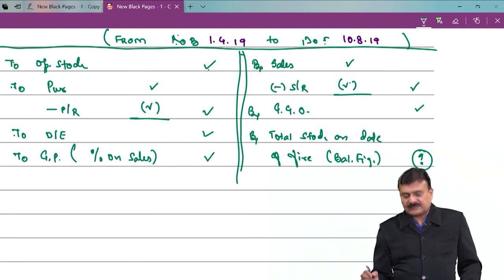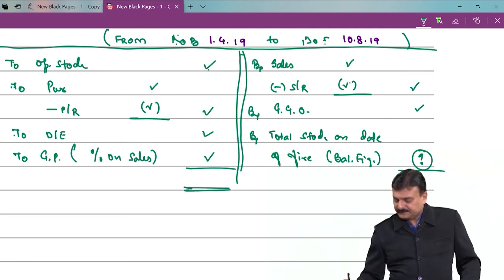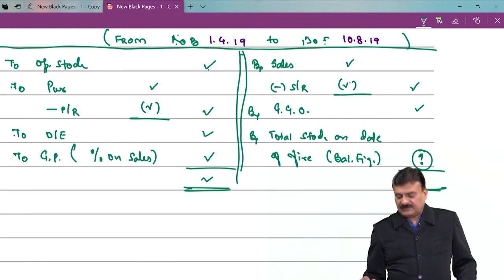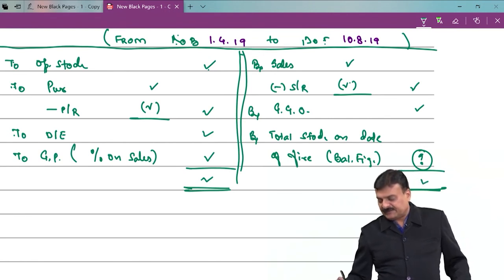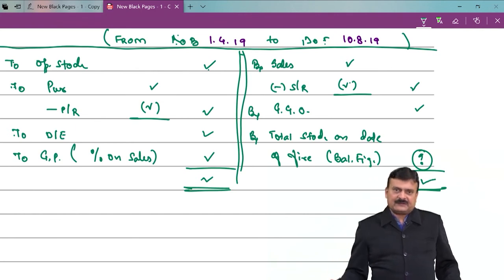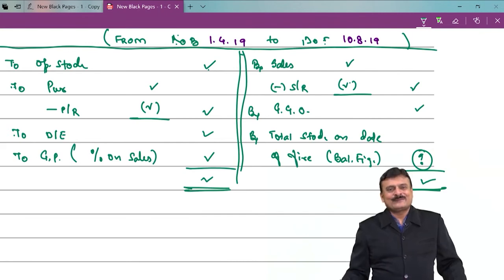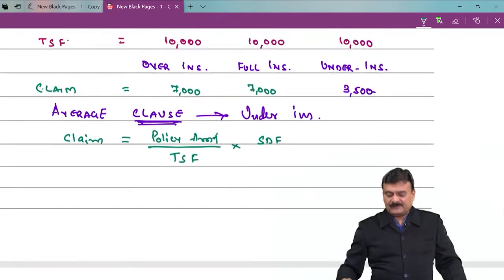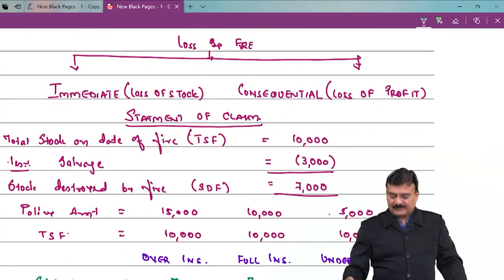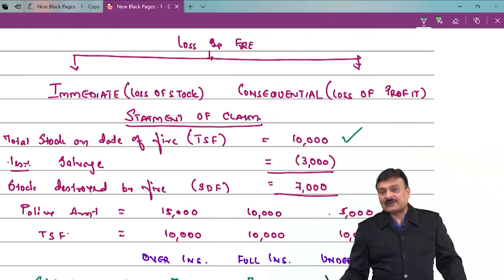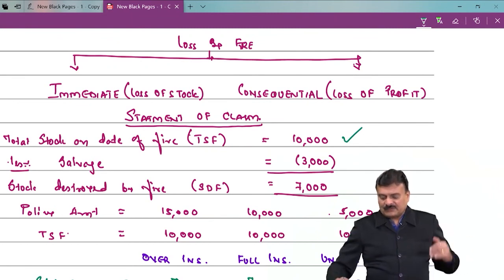On that, I'll calculate. The last step is to make totals. My debit total will definitely be heavier. So I'll first write the debit total, I'll write the same in the credit, and then I'll subtract the credit figure so that I'll get total stock on date of fire. And from that total stock on date of fire, I'll go to the first one, the statement of claim. This figure, I will get total stock on date of fire. Clear, everyone? Let's go one step ahead.